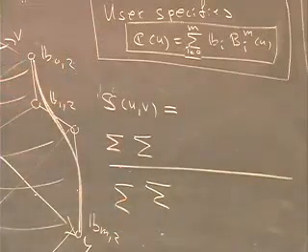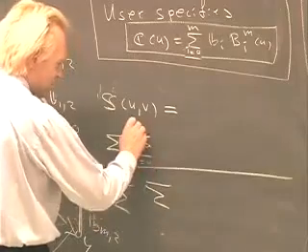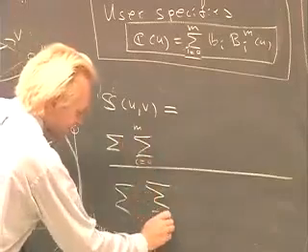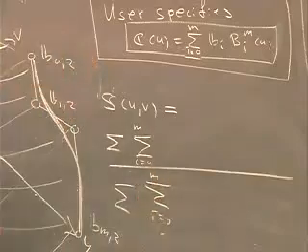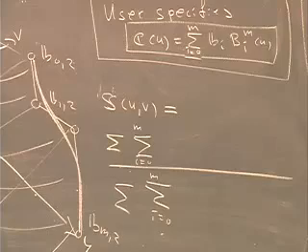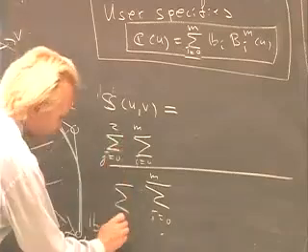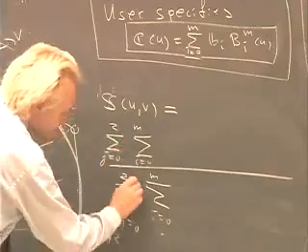Well, the i runs from 0 to m. That's a curve. And j, how many control points do I have in the v direction? 1, 2, 3, so it goes from 0 to 2. j goes from 0 to 2.